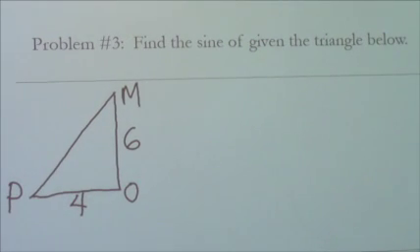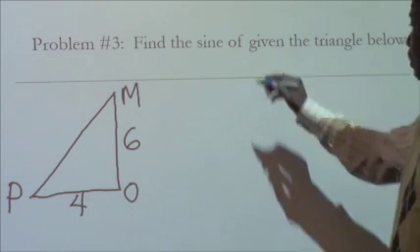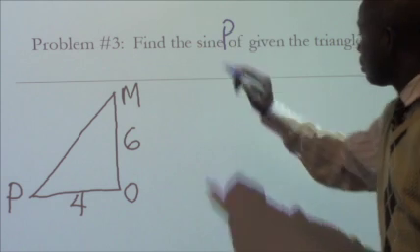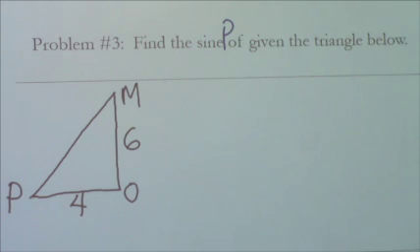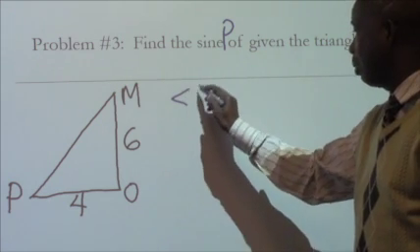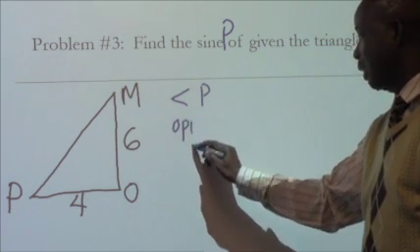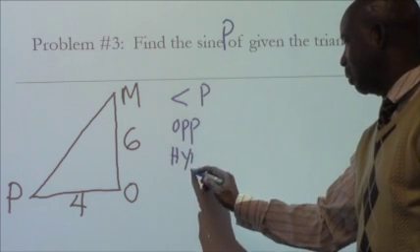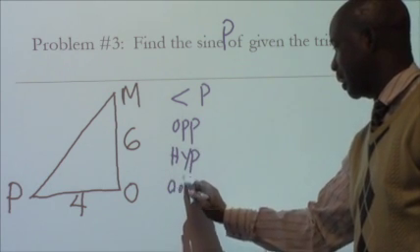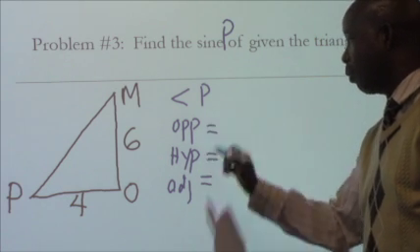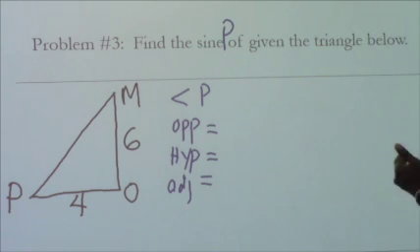We are told to find the sine of this given angle. So what do we need to know? First thing, let's find the sine of P of the given triangle below. So we want to find the sine of angle P. So let's look at this. We have angle P. Let's see if we know the opposite, the hypotenuse, and the adjacent in relationship to angle P. Well, the side opposite angle P is 6. The adjacent side to P is 4. So the hypotenuse is missing.